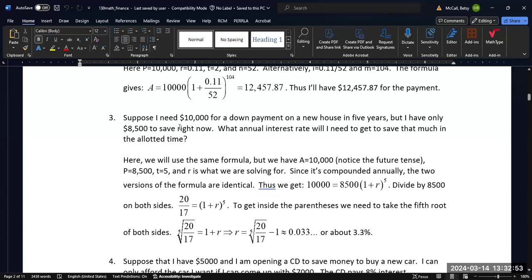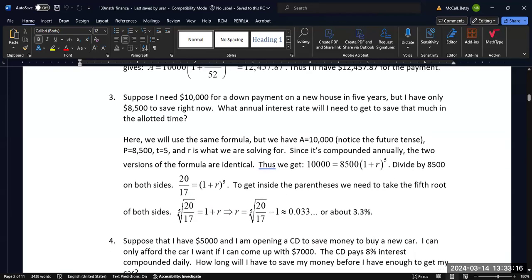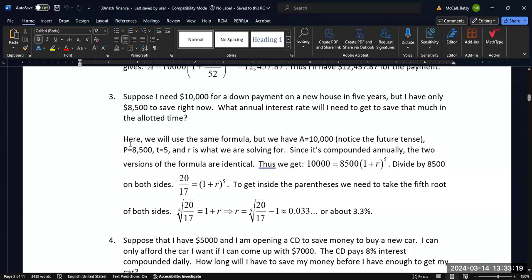Now, in this case, if I need $10,000 for a down payment on a new house in 5 years, so this is another example, but now we're working backwards from what we need. But I have only $8,500 to save right now. What annual interest will I need to get to save that much in the allotted time? So A is our future amount, that's our 10,000. So that goes on the left side of our equation. And then here, we only have $8,500, so that's our principal. So that's going to go outside the parentheses. R is what we are solving for in this case, and time is 5 years.